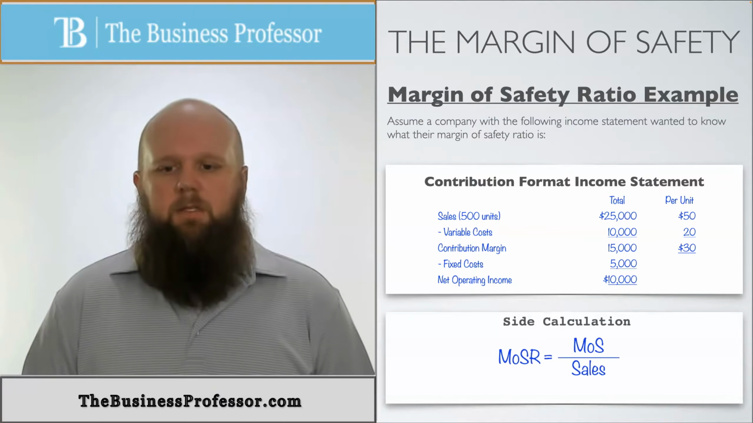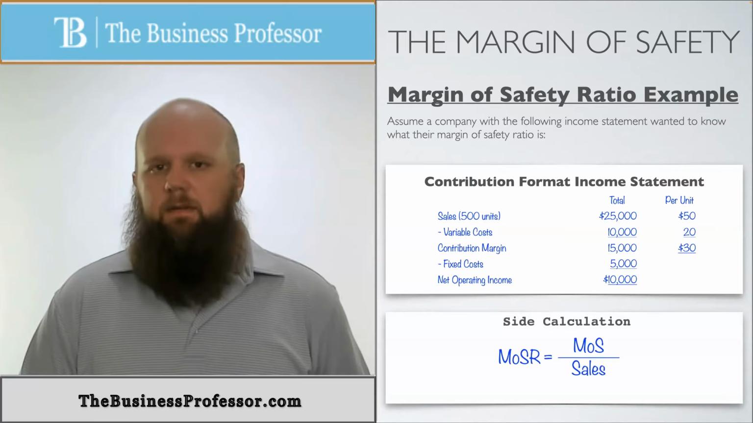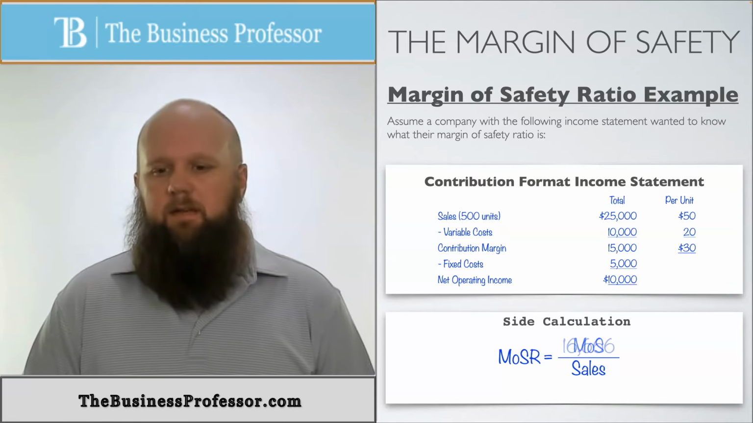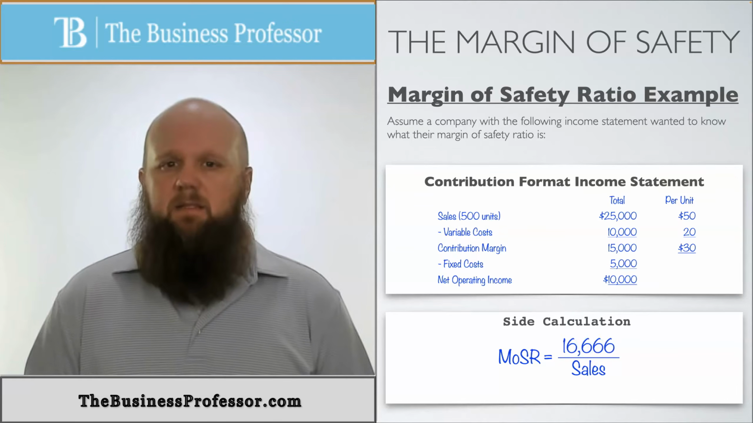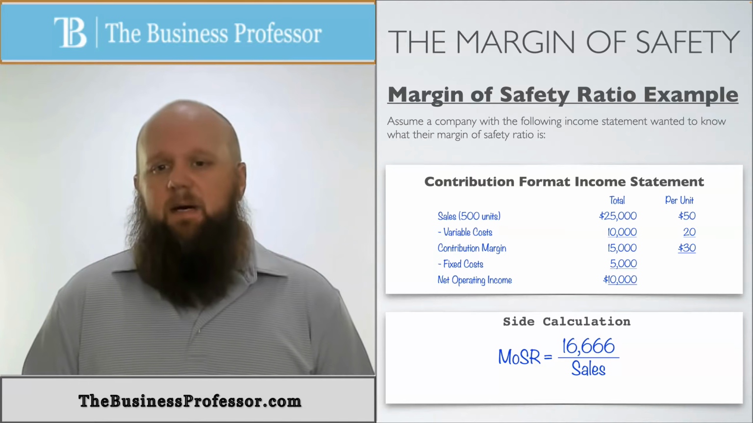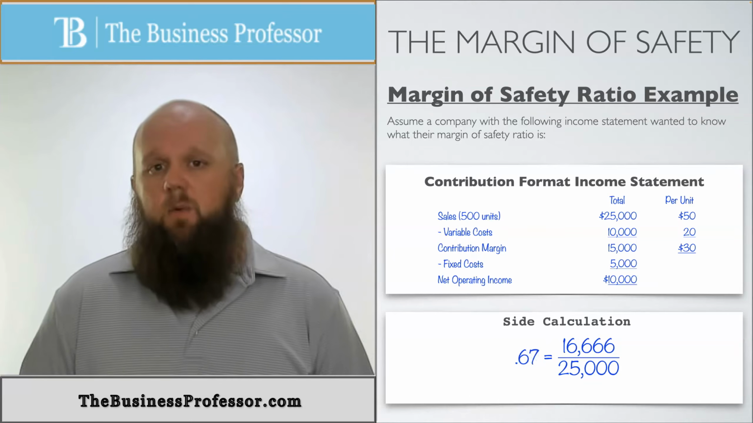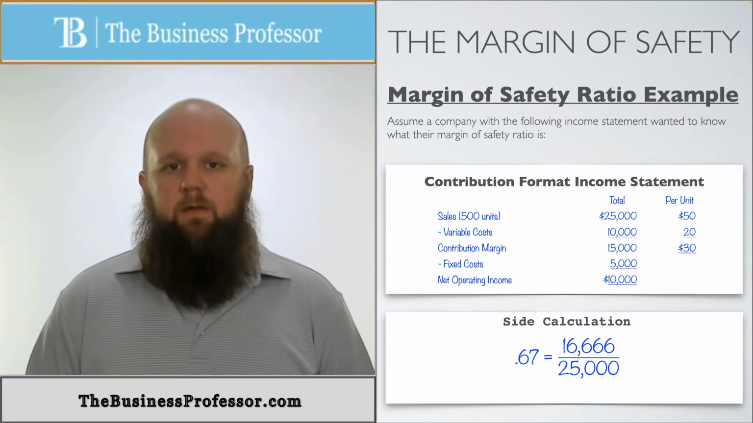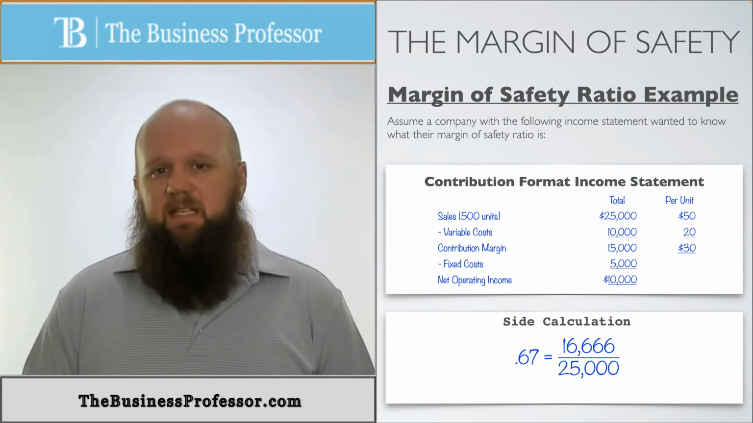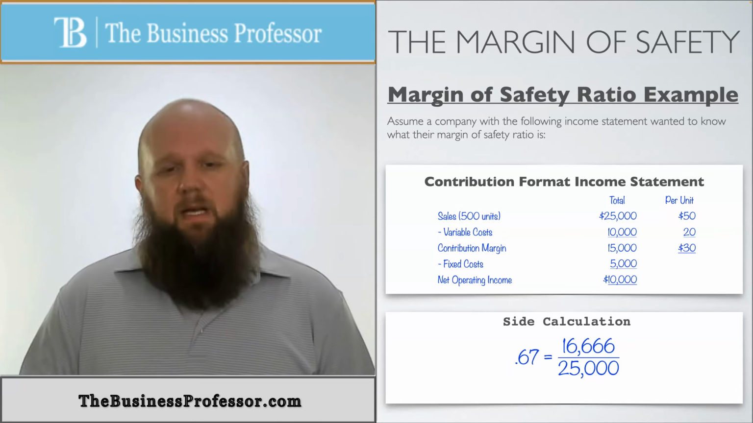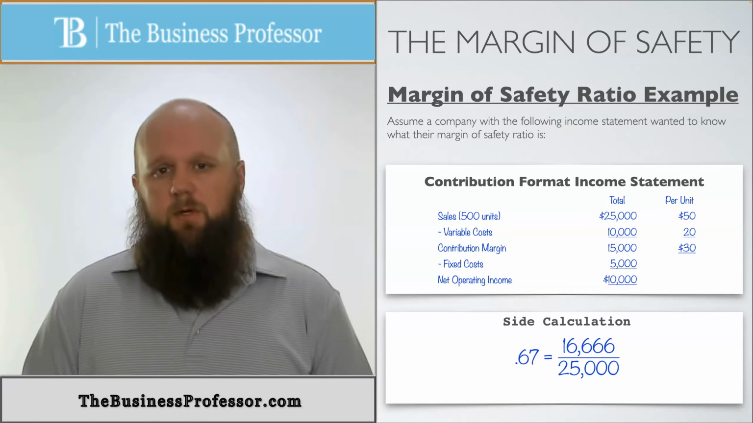So we know the margin of safety ratio is the margin of safety divided by sales. We already know the margin of safety because we just calculated that. That's 16,666 divided by the sales, which is 25,000. That's given to us. And when we do that, we find that the margin of safety ratio is 0.67, which means that we can be off in our total sales or our projected sales by 67%, and we still be okay. We're still breaking even. So that's the importance of the margin of safety and the margin of safety ratio.